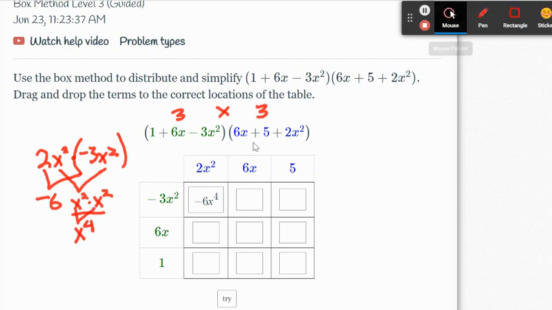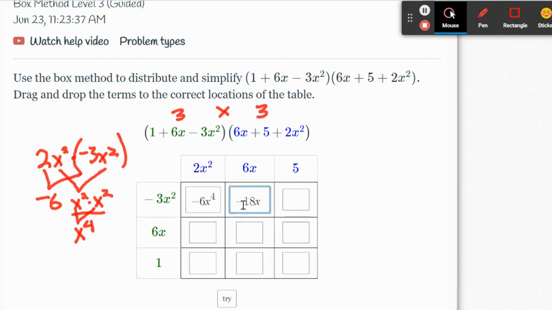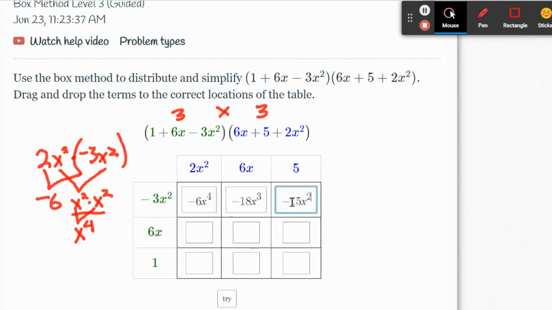The next one, we just multiply in this row. So that's going to be -3x squared times the 6x. So that's going to be the -3 times the 6 is going to be -18. And then we have x squared times another x. So that's going to be x to the 3rd power. So we're just adding powers. There's a 1 there, it's invisible, adding with the 2 to get the 3. So x squared times x to the 1st. Then in the 3rd column, the -3 times the 5 should be -15, and then keep the x squared.